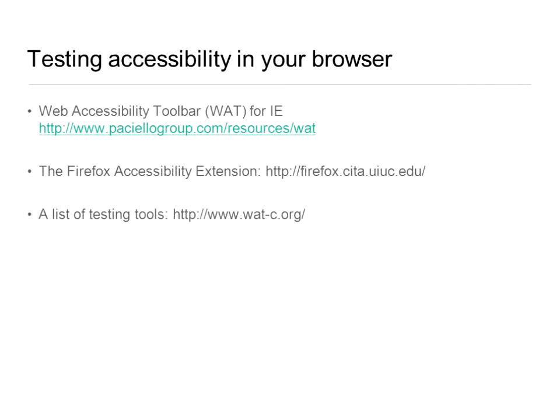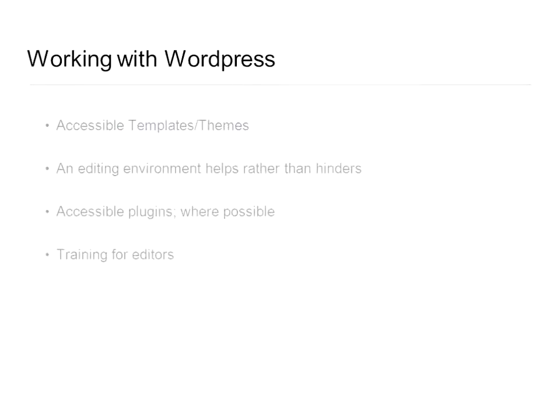The one for IE is from the Paciello Group. The one for Firefox, I can't remember who does it, but you can find them. Even if you don't get these URLs down, just search for Firefox Accessibility Extension or Web Accessibility Toolbar, or there's a whole page worth of these toolbars at this link here, which is wat-c.org. I thought I'd put that in, it might be useful to you.